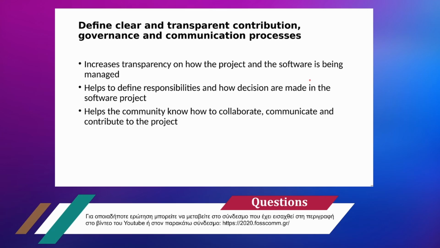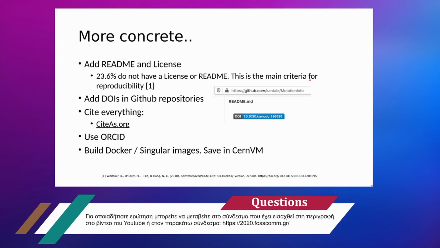Okay, and of course, define clear and transparent contribution, governance, and communication processes. In your README file, just say a few things: who we are, what we are doing, for whom we are doing it, what we want to do in the future. Don't just say, oh, this is a very nice project for fast Fourier transformation. Ask, how do you think about making this project better? People in the open source community love listening to things like this because it makes them feel like they belong more to a broader community. More concretely, add a README and a license.